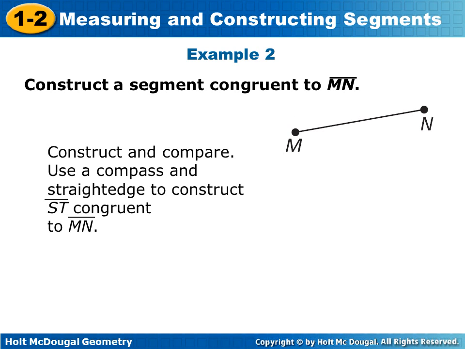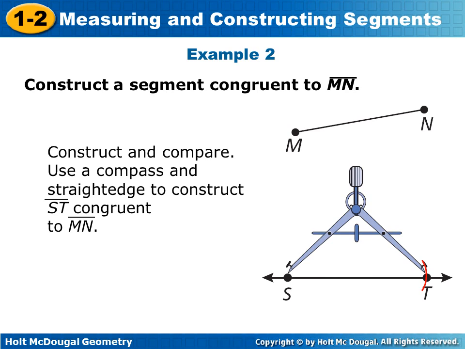So to construct a segment congruent to segment MN, we're going to construct and compare using a compass and straight edge to construct ST congruent to MN. So go ahead and take a ruler, make a line MN. It does not matter how long your line is, but you want to make sure that the endpoints are M and N. Go ahead and measure it with a ruler, and then draw a line underneath that you think is about the same size using your ruler. That's an approximation. It's not perfect, but it's pretty good.